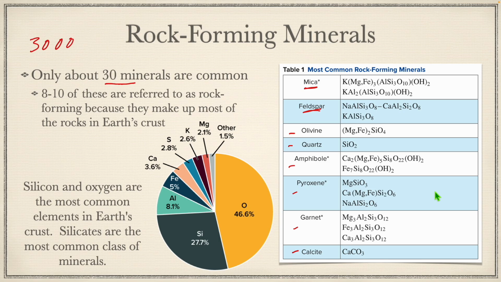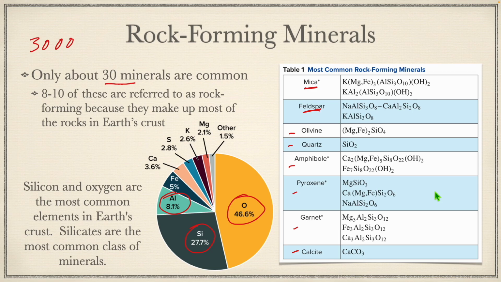Now, silicon and oxygen are the most common elements in Earth's crust. Silicon is about 27.7% of the elements in Earth's crust. Oxygen is 46.6% of the elements in Earth's crust. And then the third most abundant is actually aluminum at 8.1%.